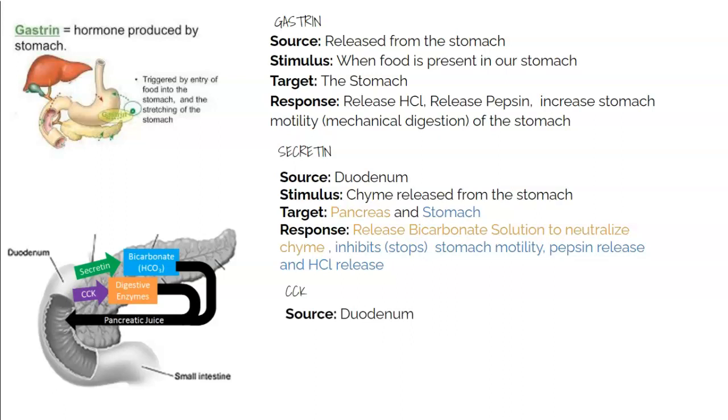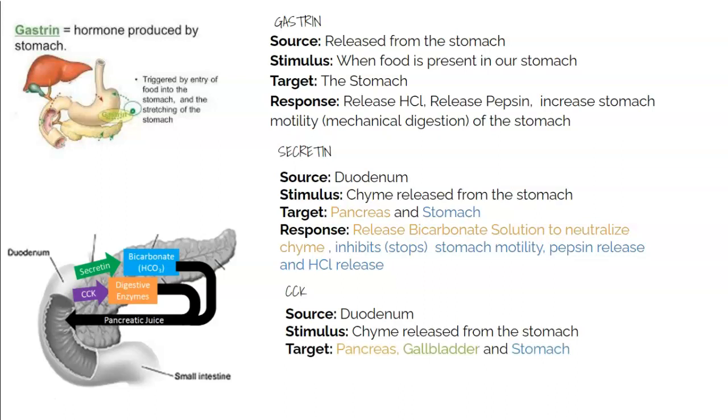The third hormone we're going to talk about is CCK. Now, CCK has a really long name that I have a really hard time pronouncing, so we keep it to just CCK. So again, its source is the duodenum, and it is also stimulated because the stomach releases food into your duodenum. It has three targets this time. It has a pancreas target, a gallbladder target, and a stomach target, so it's going to all three.